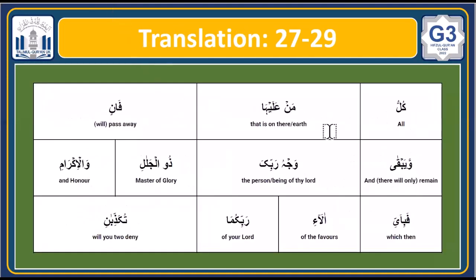So I'll just quickly go through some split word translation. Kullu means all. Man alayha means that is on there or that is on earth. Fanin means will pass away. Wayabqa means and there will only remain. Wajh rabbik means the person being of thy Lord. Zul jalali, master of glory. Wal ikram, and honor. Fabi ayyi, which then. Ala'i, of the favors, Rabbikuma, of your Lord, Tukazziban, will you two deny?